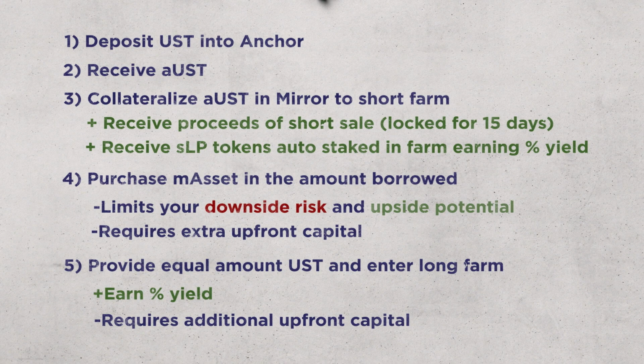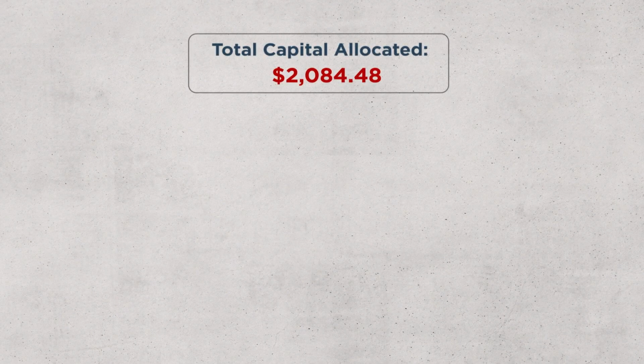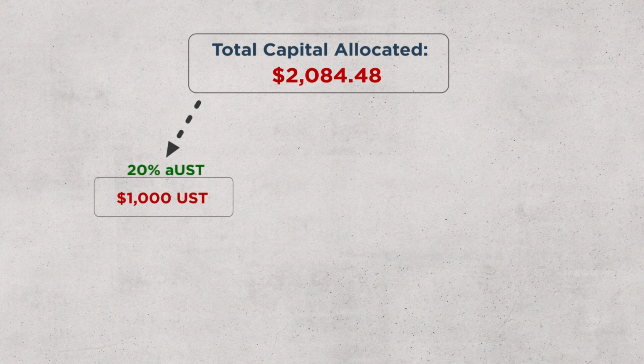Just to wrap everything up here, let's go over our capital allocation and final yield. For the full delta neutral strategy, we initially allocated $2,084.48. 1,000 of this went into Anchor. I did actually put 1,500 in, but that is entirely a personal decision. So for the purpose of this recap, I'm just going to include the absolutely necessary costs. All right, 1,000 in Anchor, which is earning us 20% yield. We then purchased 29 shares of M Galaxy for $543.11.